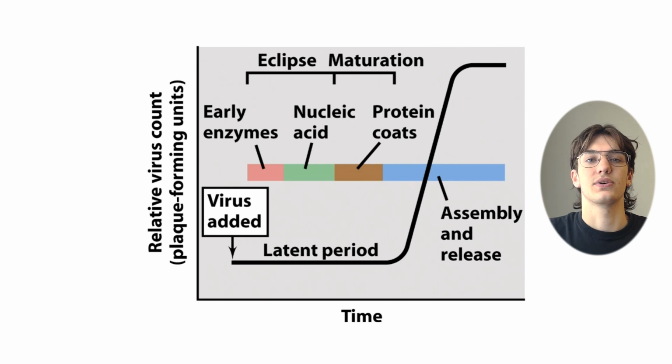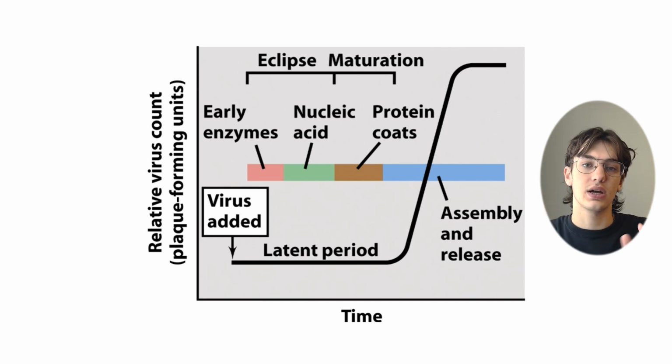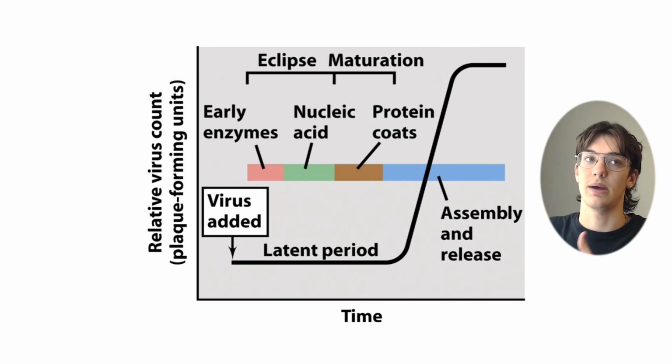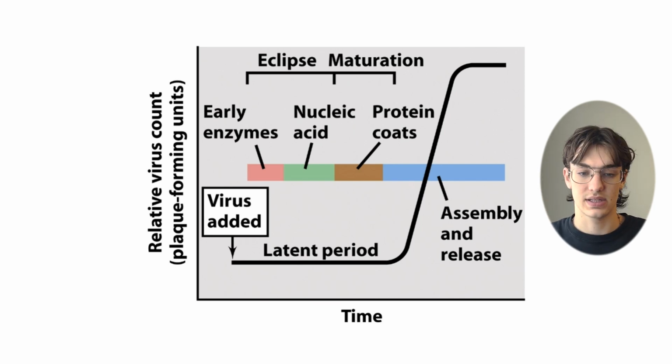Whenever the virus first enters a bacteria and the genetic information first enters, you're at this period of the same level of virus while the viral DNA is getting replicated and transcribed and translated. So while that's all happening, you're in the latent period. And this period is also made up of two subcategories: eclipse and maturation.